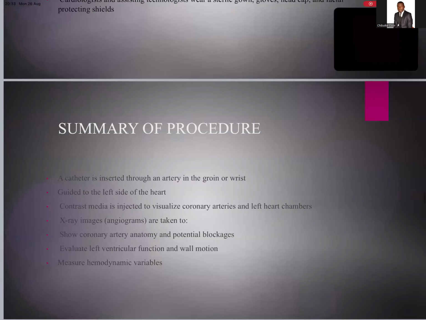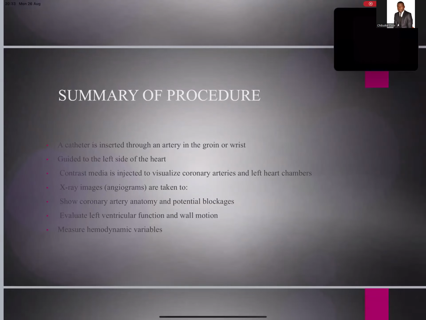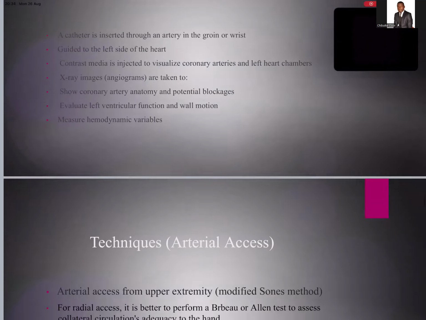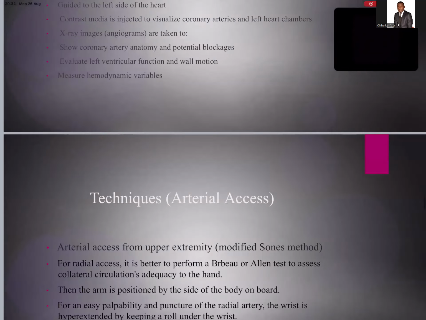However, the summary of the procedure is that the catheter is inserted through an artery in the groin or wrist after complete sterilization. And then the catheters are guided to the left side of the heart. And then contrast media is injected to visualize coronary arteries and the left chambers. And then X-ray images or angiograms are taken to show the coronary artery anatomy and potential blockages requiring intervention, and then evaluate left ventricular function and wall motion, and then measure hemodynamic variables.